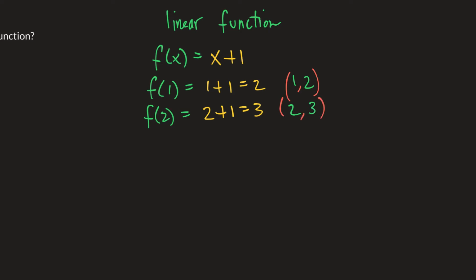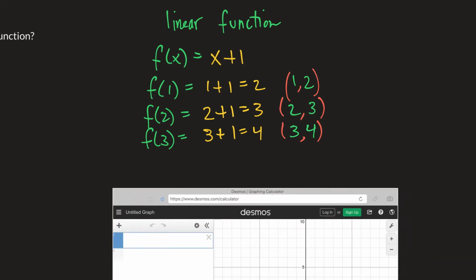I'll just do one more. f of 3 would be 3 going in for x plus 1, which is 4. We have 3 went in and 4 went out. So we have this now. This is linear, and linear means you get a straight line.